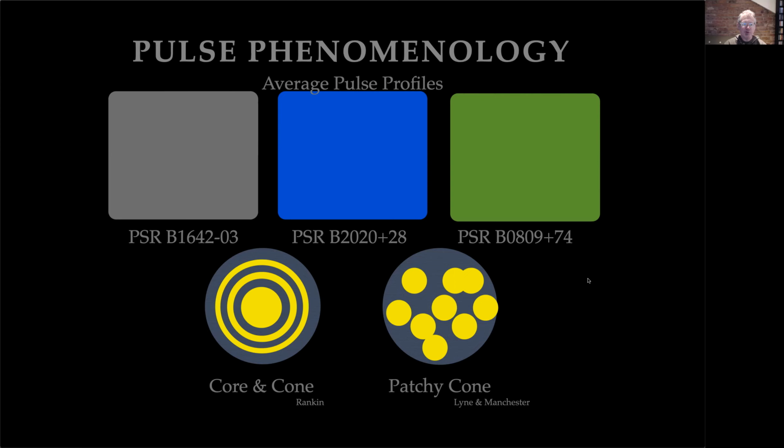And here what we're doing is we're simulating looking down on the magnetic pole. Okay, so assuming we could stop the pulsar and we're looking down on the magnetic pole. And what I'm going to show you in the top plot is different pulse shapes that we get when we average many hundreds of pulses together. Okay, so these are the stable average pulse profiles that I mentioned before.